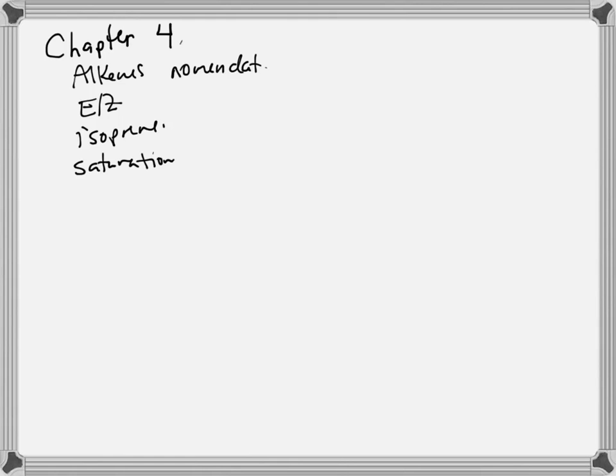Chapter 4, what things are important in chapter 4? See how much you paid attention from earlier. That good, huh? Okay, we're looking at alkenes. We've got nomenclature. We had the E and Z. We had our isoprenes, and I almost forgot it again, our saturations.